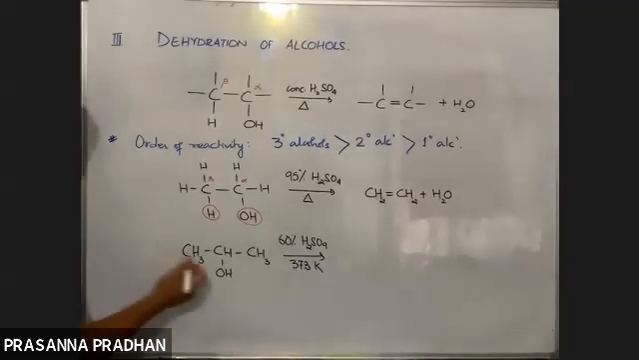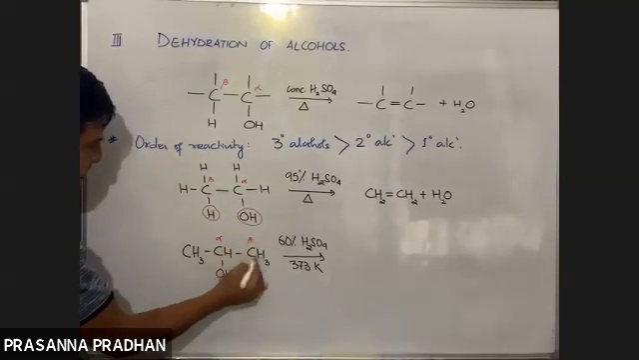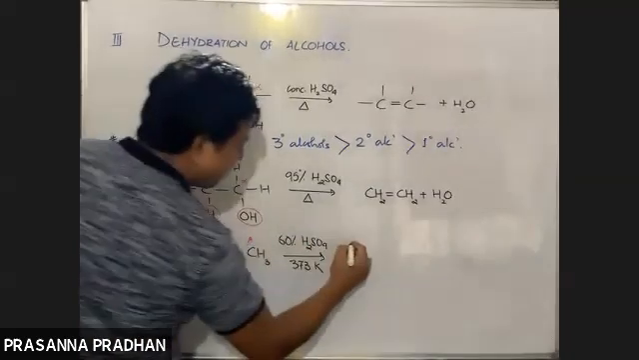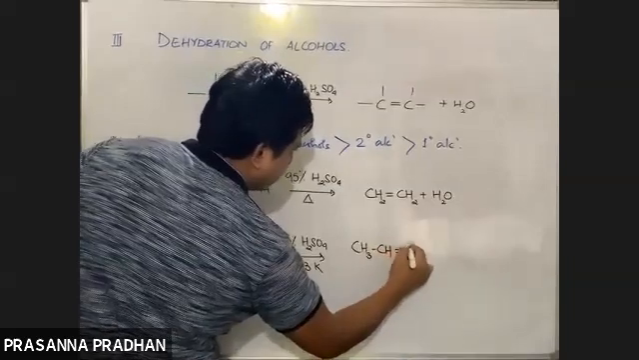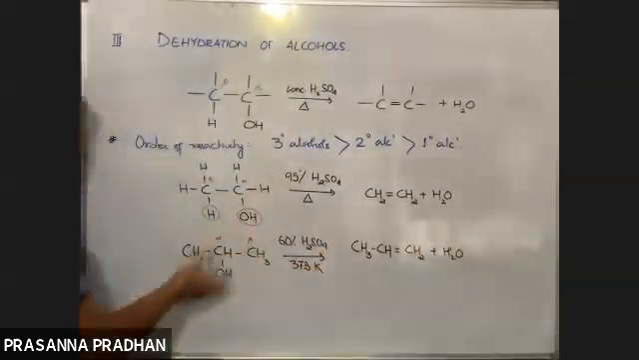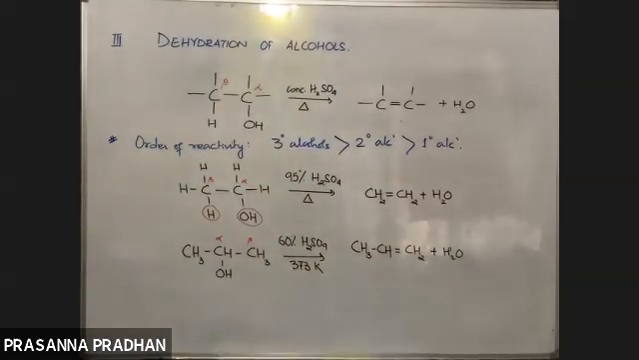How does the reaction occur? From the alpha carbon, OH will be lost. From one beta carbon, H will be lost. Between these two, your double bond will come. So what do we get here? CH3CH=CH2. This is much more reactive because the reaction is taking place under milder conditions.